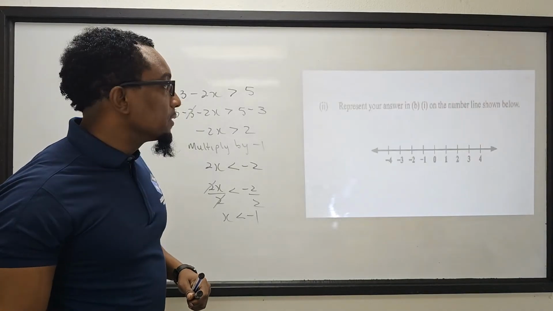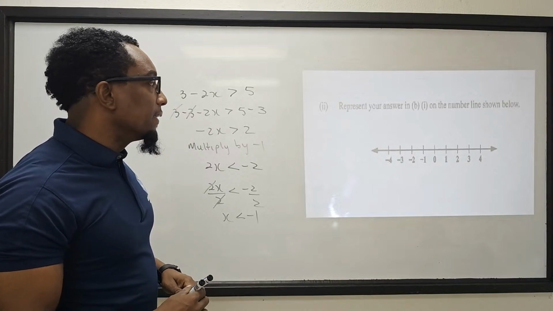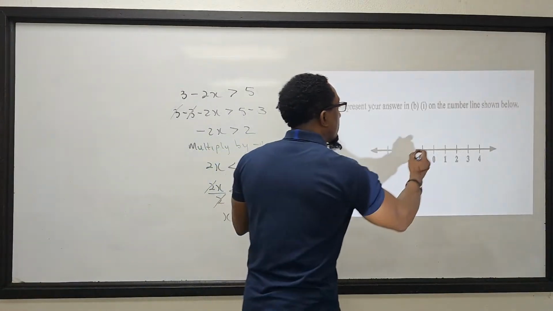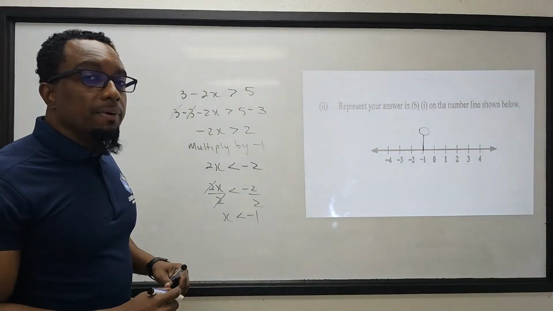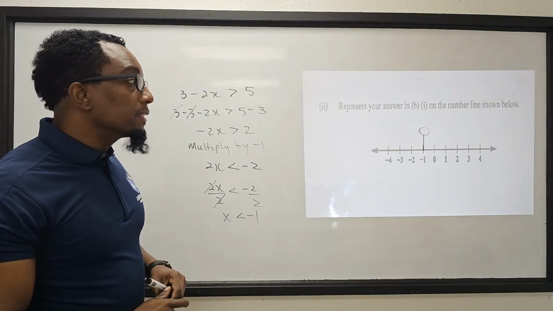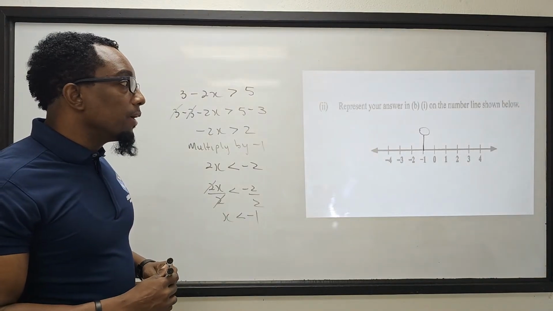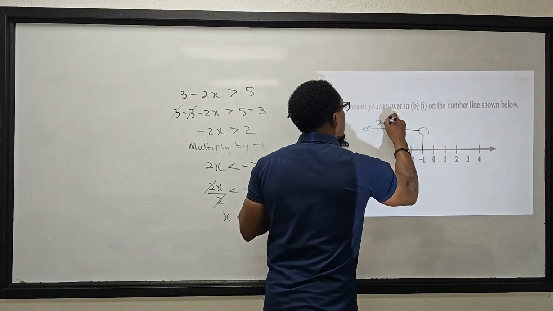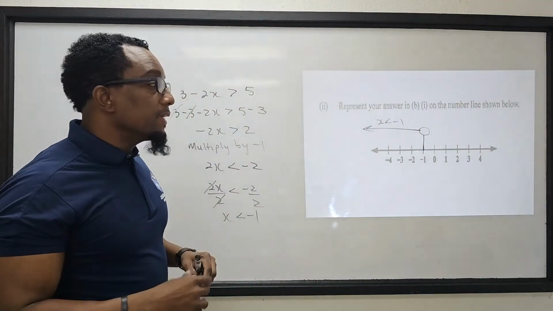Solving our inequality. And again, represent your answer on a number line. X is less than negative 1. So I locate negative 1 on the number line. I put a circle which I leave unshaded because it's less than. Once it's less than or greater than, you have it unshaded. And less than negative 1 means we're going to point our arrow in this direction. So unshaded means that you're not considering negative 1.